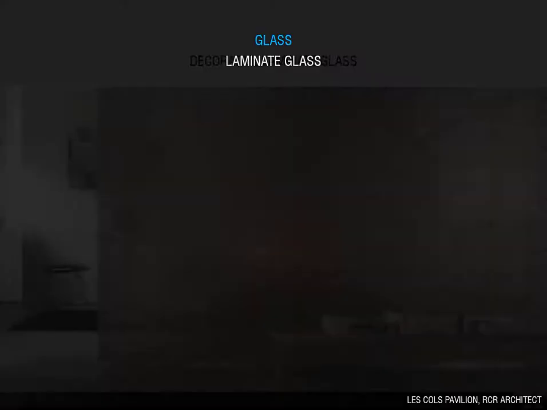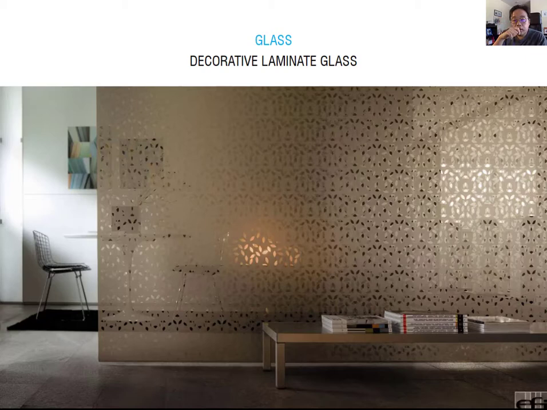Now we talk about the more decorated laminate glass. You remember about the laminate glass, you can add in any film. Sometimes you can add in these different types of pattern between the glass. You can give it, we can make the variance effect. So this pattern, you can customize it. Also, you can choose one of these.